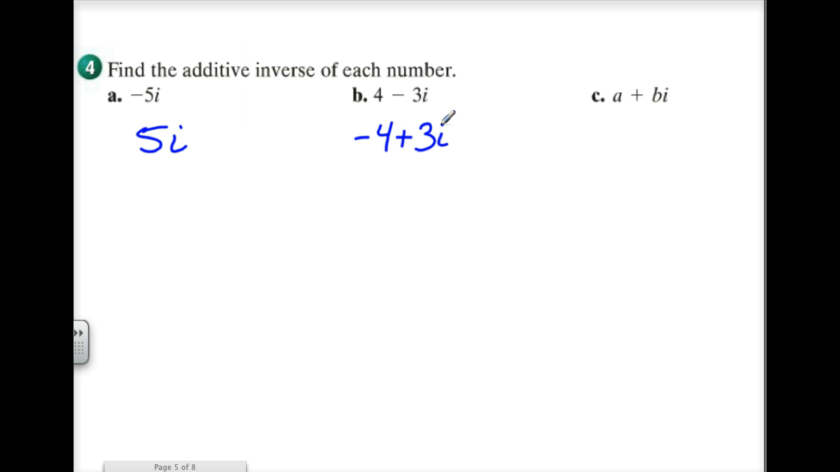And letter C, a plus bi, -a minus bi. Again, a very simple idea, yet it's one of those things that we forget. And so you want to keep in mind, it just means the opposite. So the additive inverse is just the opposite. It just really means change the signs of everything.